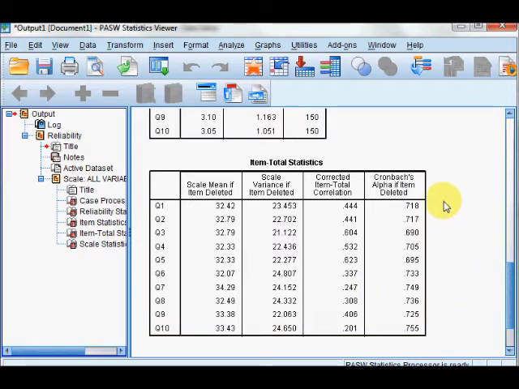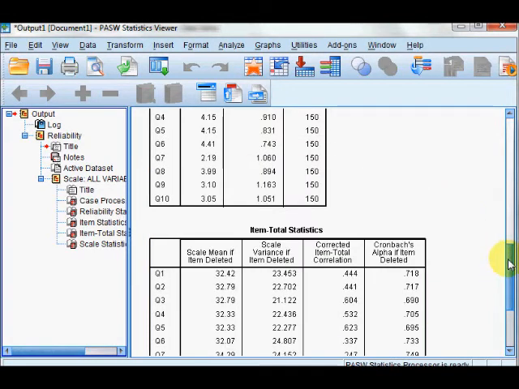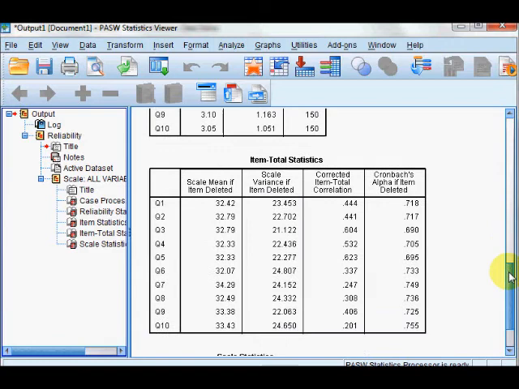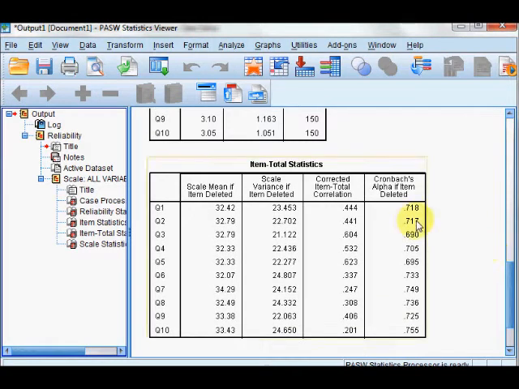Now this goes hand in hand with this column at the end, which is Cronbach's alpha if item deleted. Now this is what will happen to Cronbach's alpha if the item were taken away from the scale. Now we know that we already have a Cronbach's alpha of 0.744. So we can see, for example, if we took away item 1, if we deleted that from our scale, Cronbach's alpha would have been just 0.718. So we don't want to get rid of that.